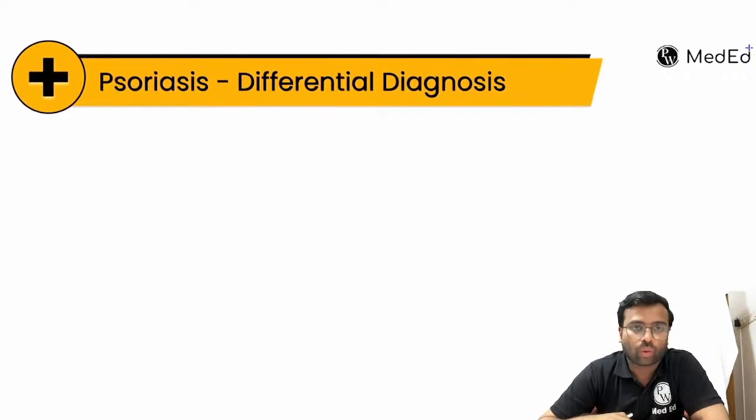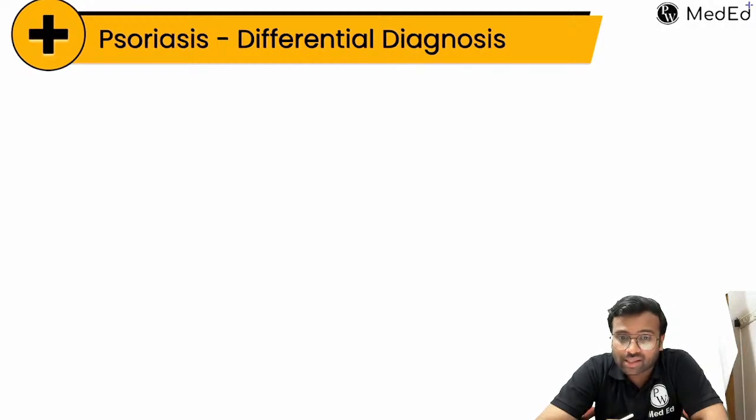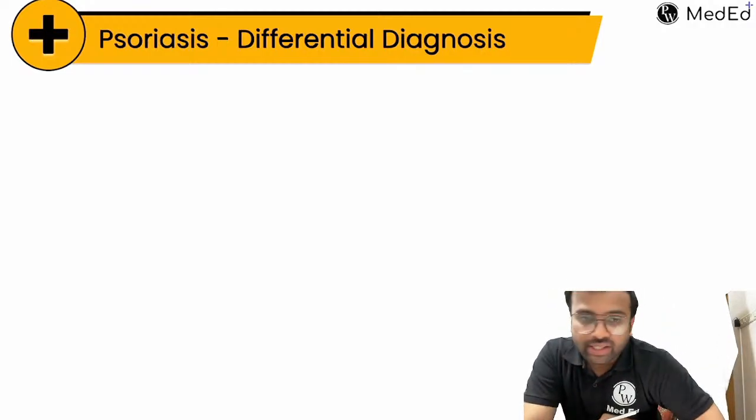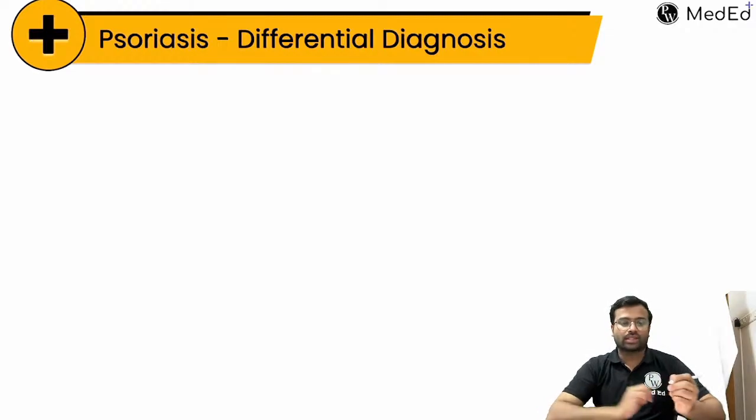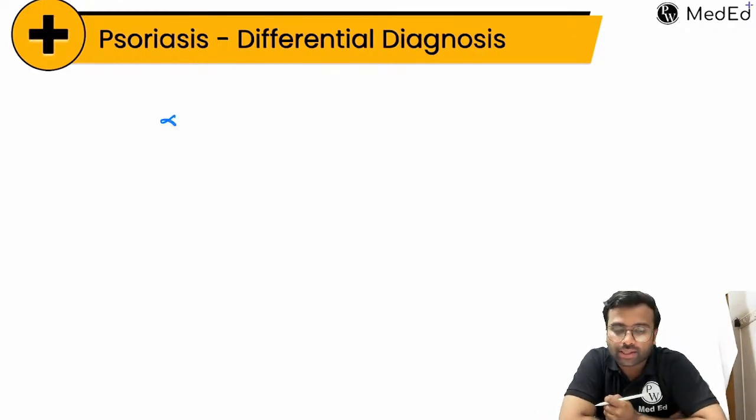Now, coming to the differential diagnosis. What are the differential diagnoses of psoriasis? What are the different diseases that can mimic psoriasis, or which you find as very close clinical differentials?